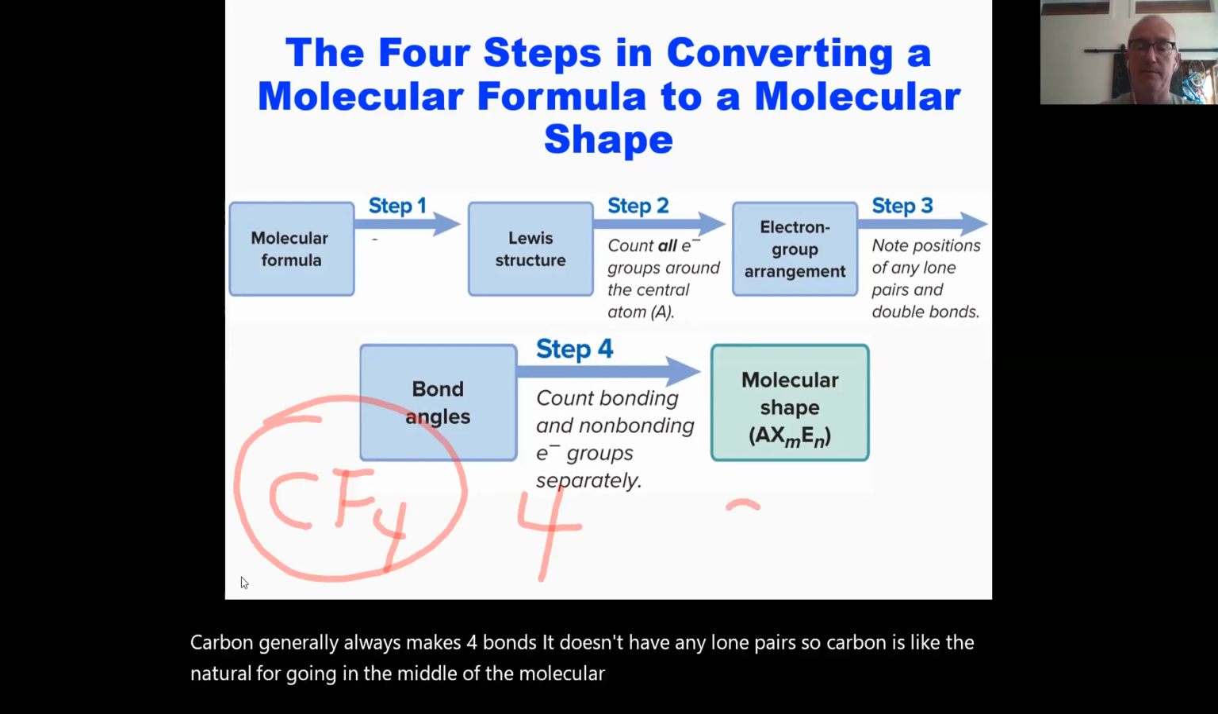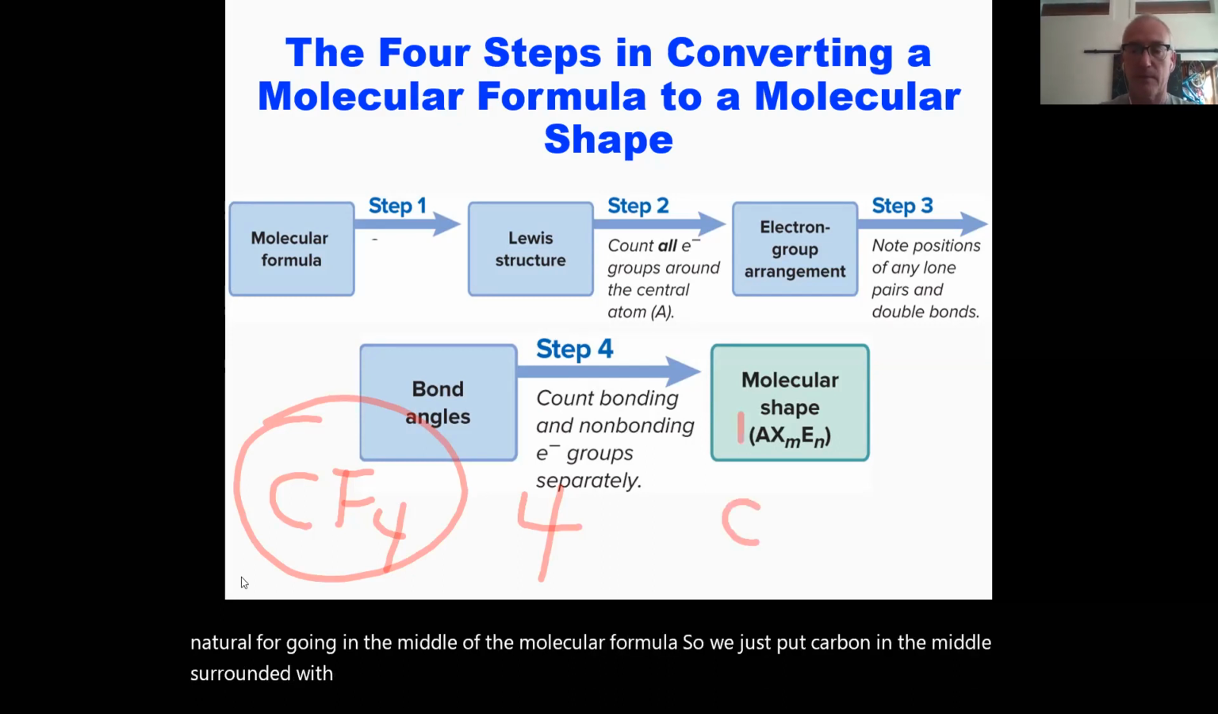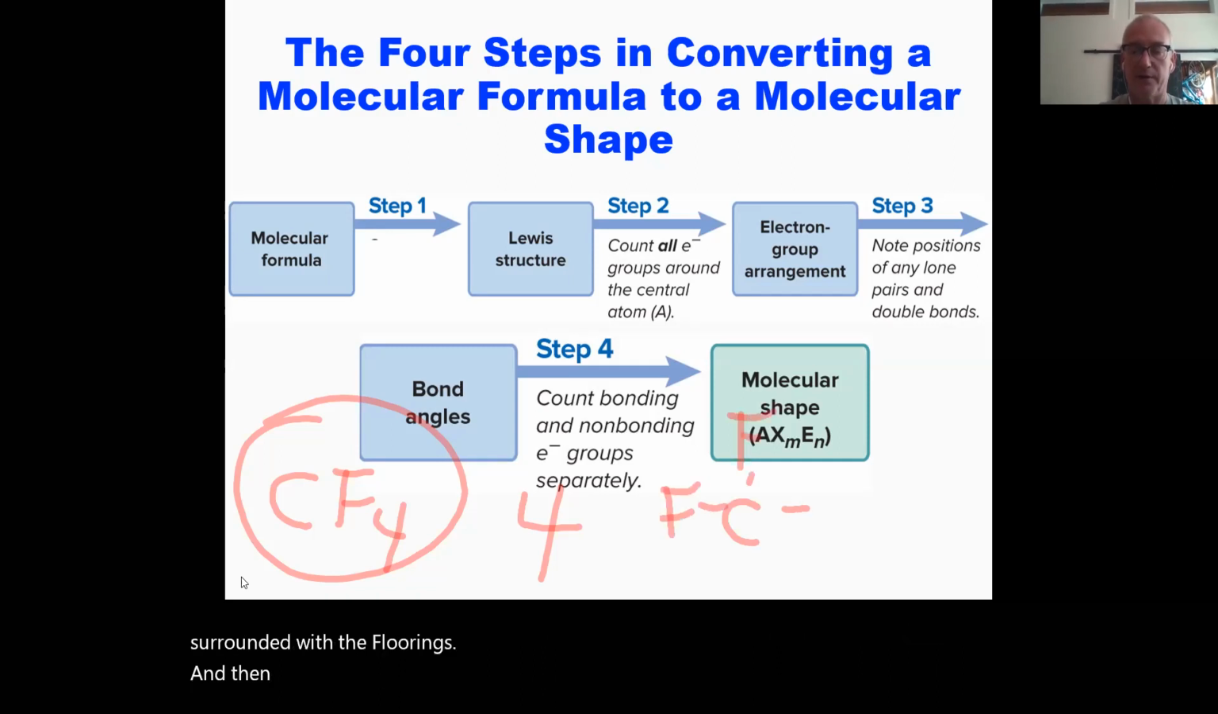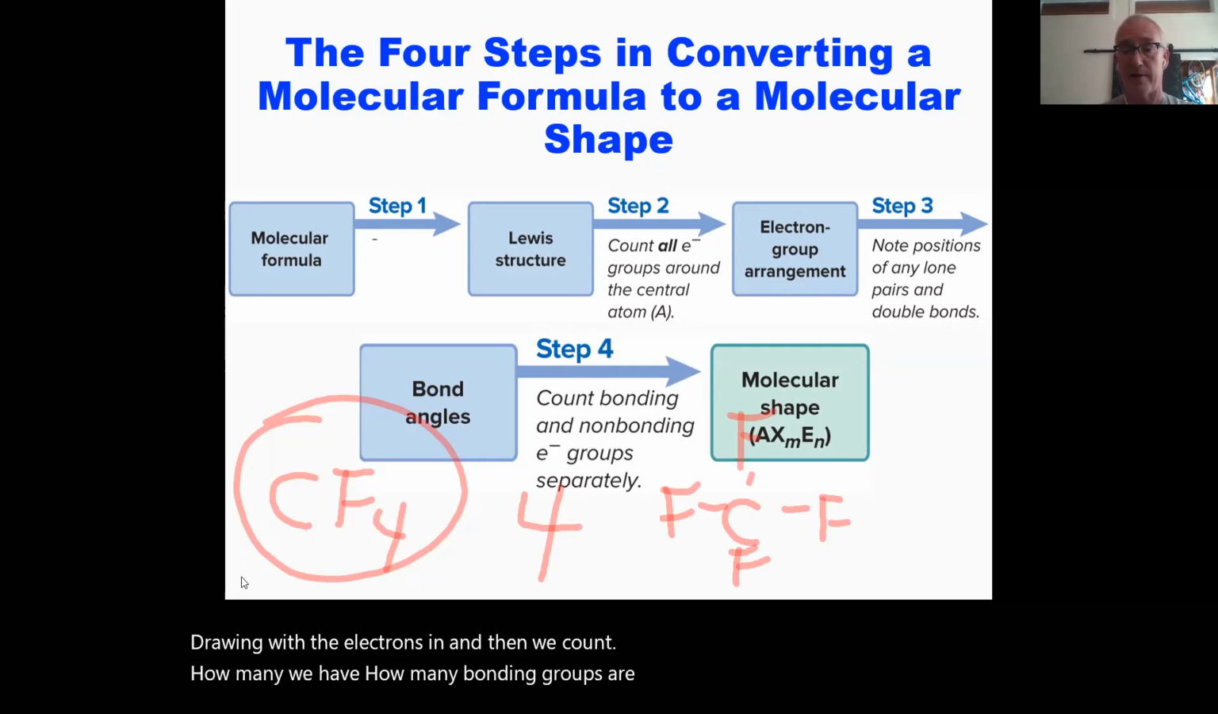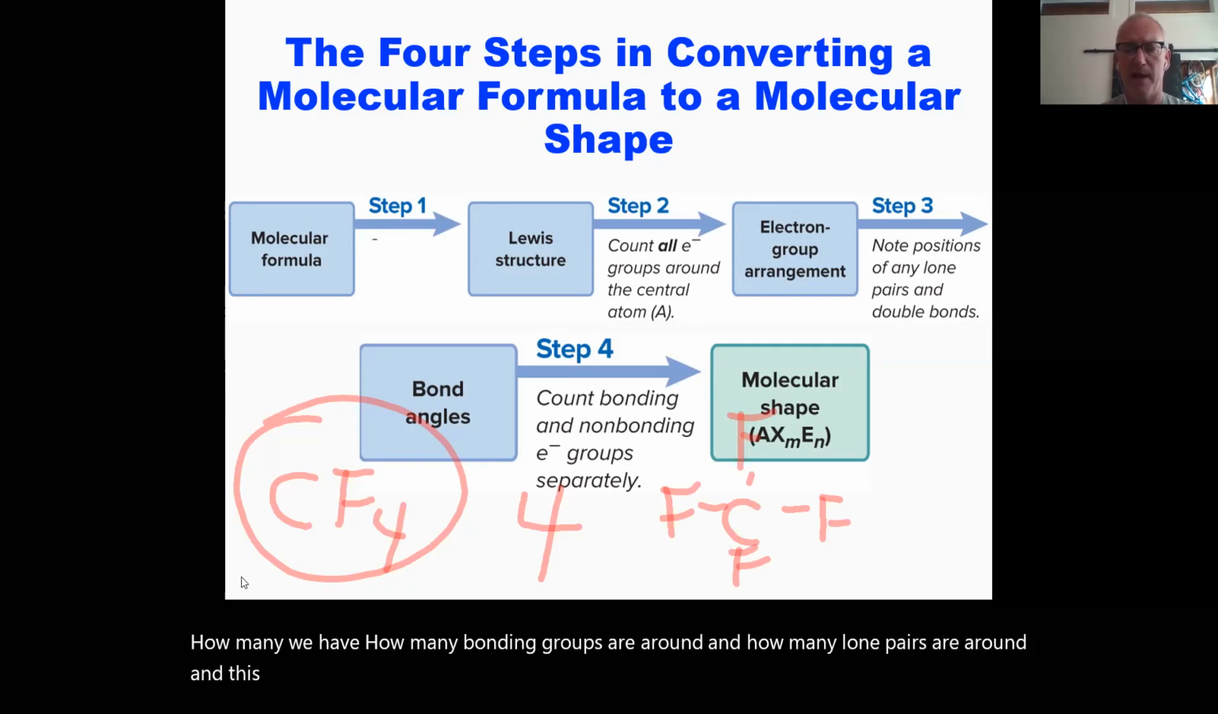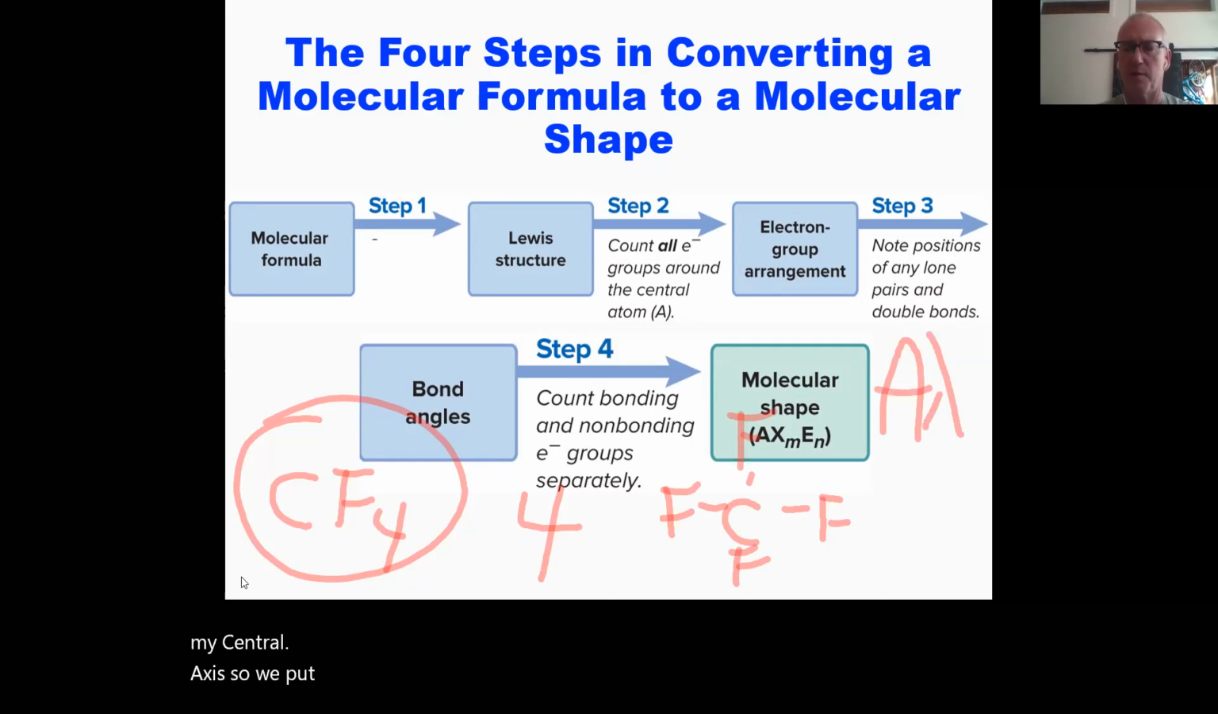So we just put carbon in the middle, surround it with the fluorines, and then we count up all the electrons, and then we decorate our drawing with the electrons in, and then we count how many bonding groups are around and how many lone pairs are around. In this particular instance, how many electron groups surround the carbon? So carbon is my central atom. So we put down A, and then for X, what would we put down? How many bonding groups are around it?